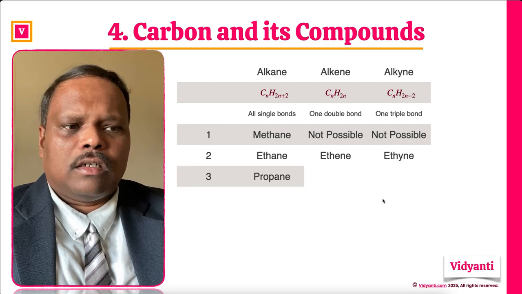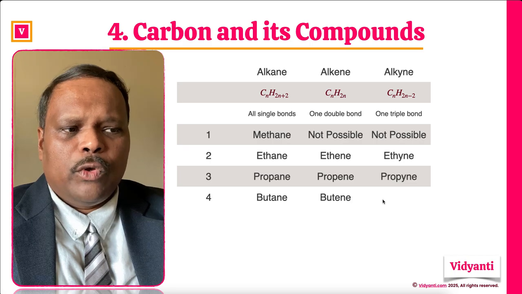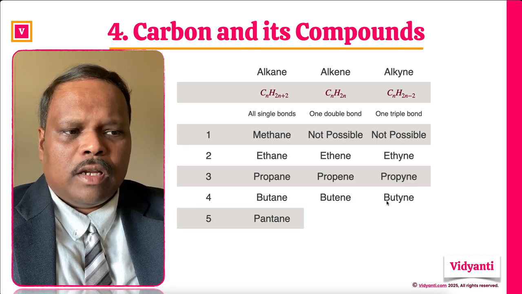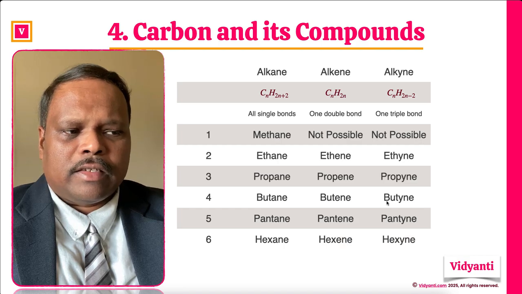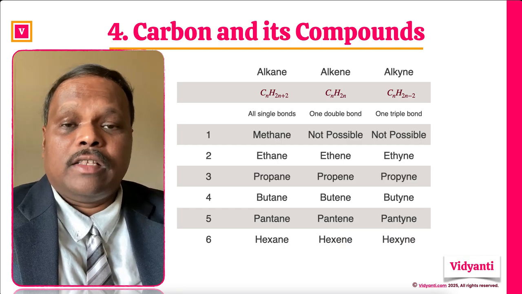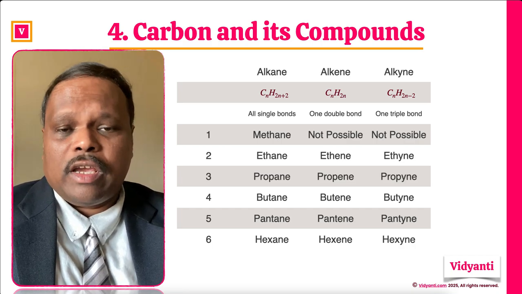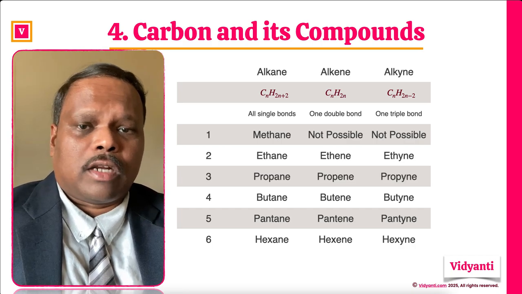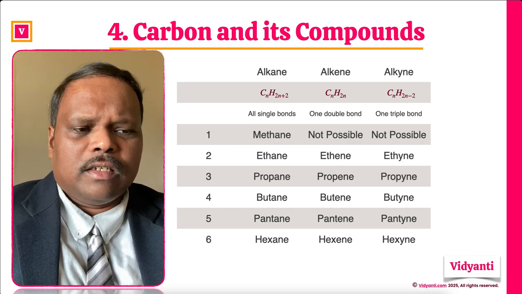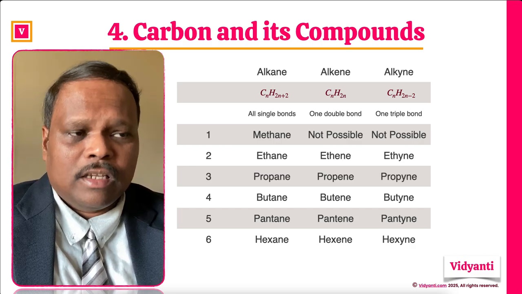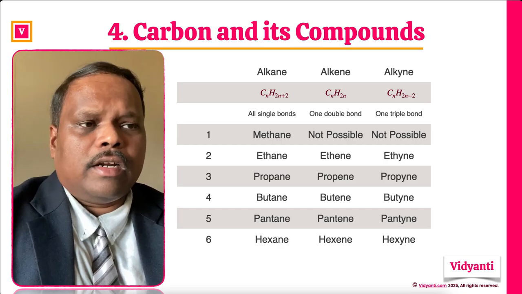We can keep going: propane, propene, propyne, butane, butene, butyne, pentane, pentene, pentyne, and then hexane, hexene, and hexyne. In your textbook, the standard NCERT textbook, they have stopped at number 6, but you can actually keep going: heptane, heptene, heptyne, octane, octene, octyne, nonane, and so on. So let's restrict ourselves to only 6, but the general structure is alkane, alkene, and alkyne. And let's see what that means.